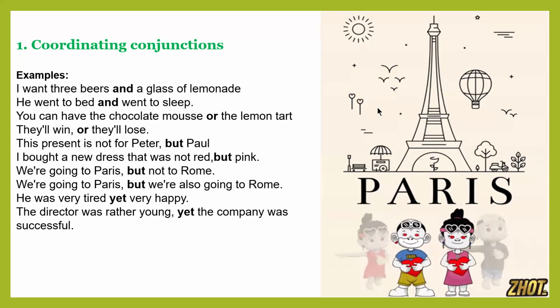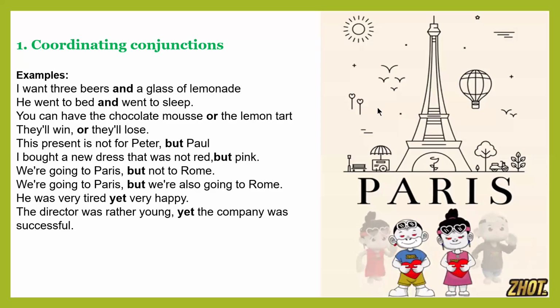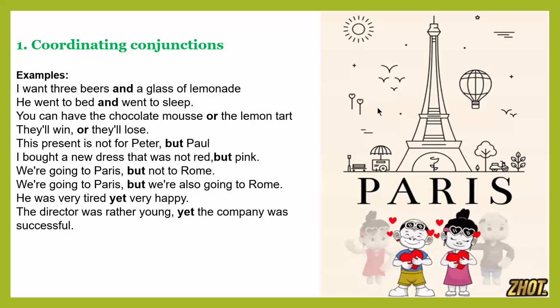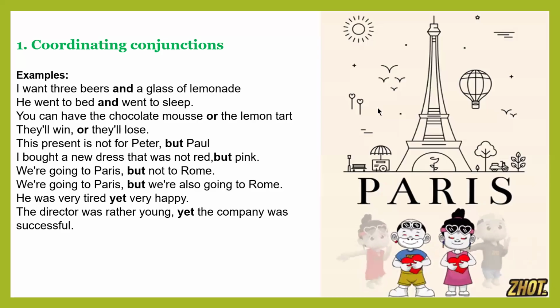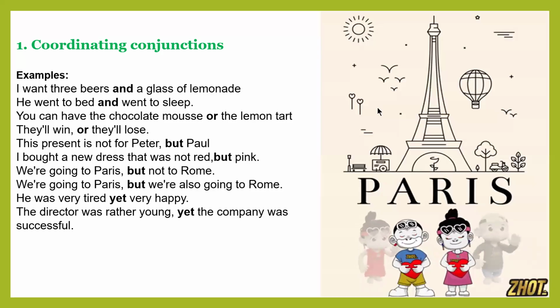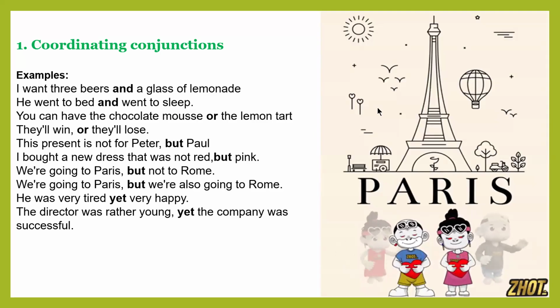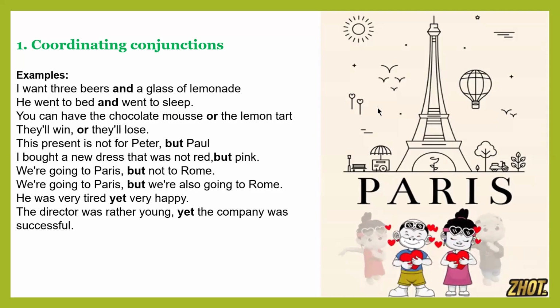Now look at these examples. In some there is no comma used, so there is again confusion. The first sentence: I want three beers and a glass of lemonade. In this case, "and" acts as a coordinating conjunction connecting two words, three beers and a glass of lemonade, so it does not carry a comma. Same again: we went to bed and went to sleep. Again, we do not use a comma.